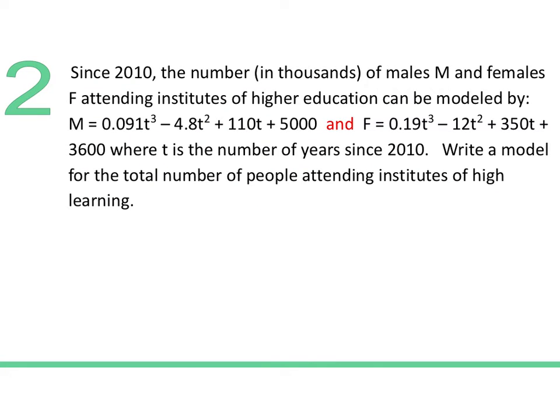In our second problem, it says, since 2010, the number in thousands of males, M, and females, F, attending institutes of higher education can be modeled by M equals, and you can see that cubic function, and F equals a second cubic function, where T is the number of years since 2010. Write a model for the total number of people attending institutes of high learning. So we need something that represents the total people, so your males and your females combined. I'm going to say let A, my brain is thinking attendance, be equal to the males plus the females.